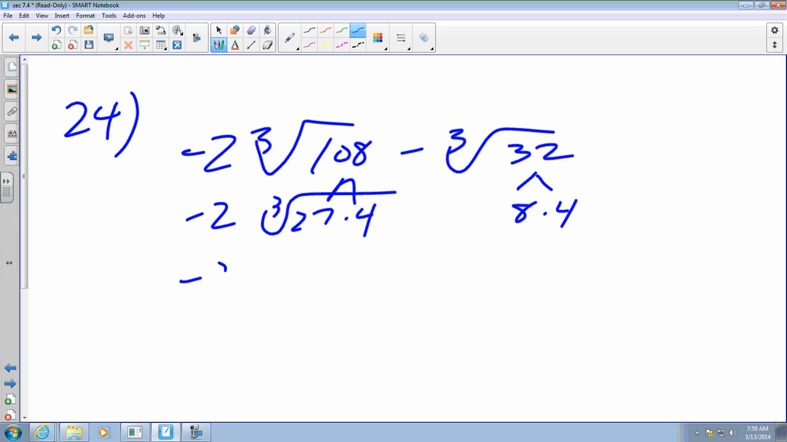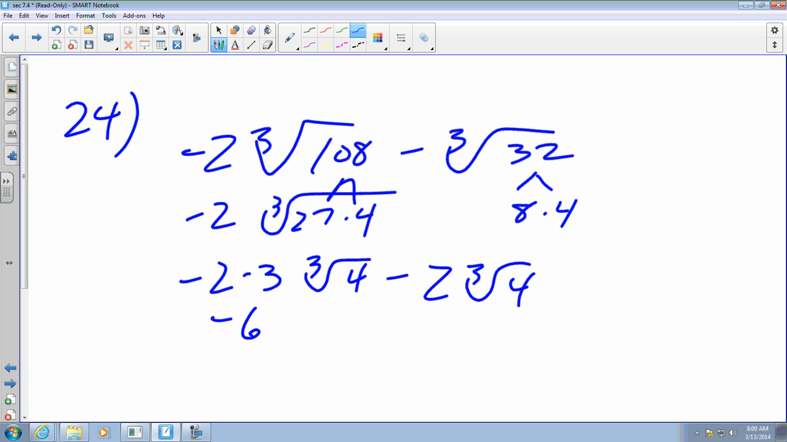We have a negative 2 out front already. Bring 27 out, it becomes a 3 out there, and we're left with the cube root of 4. Over here, we bring the cube root of 8 out. It's a negative 2 cube root of 4. So I get negative 6, and negative 2 makes negative 6. Negative 6 and negative 2 make negative 8 cube roots of 4.